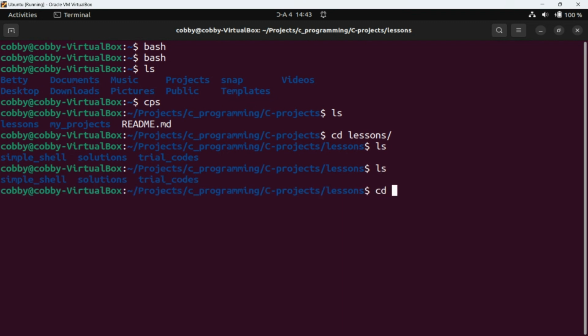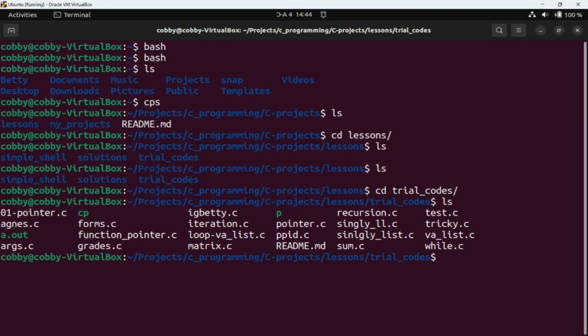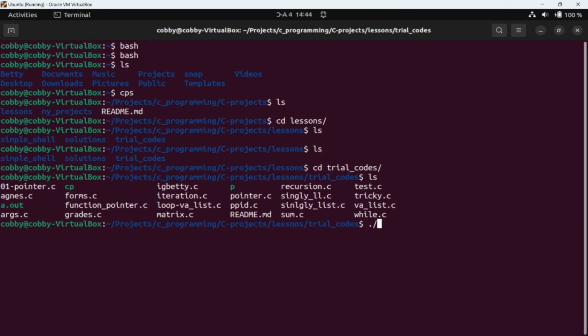Let's move on. CD trial codes. So I have this here. It's called CP. I wrote the program in a way that, for most of us who were able to do the file input and output, it becomes very easy to implement some of these things. This was one of our tasks: we were supposed to write a program that copies the contents of one file to another. And then I used CP.